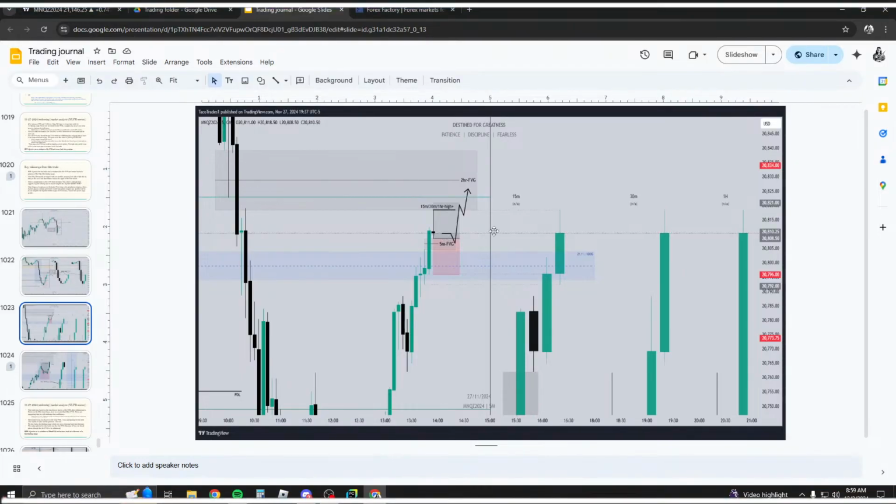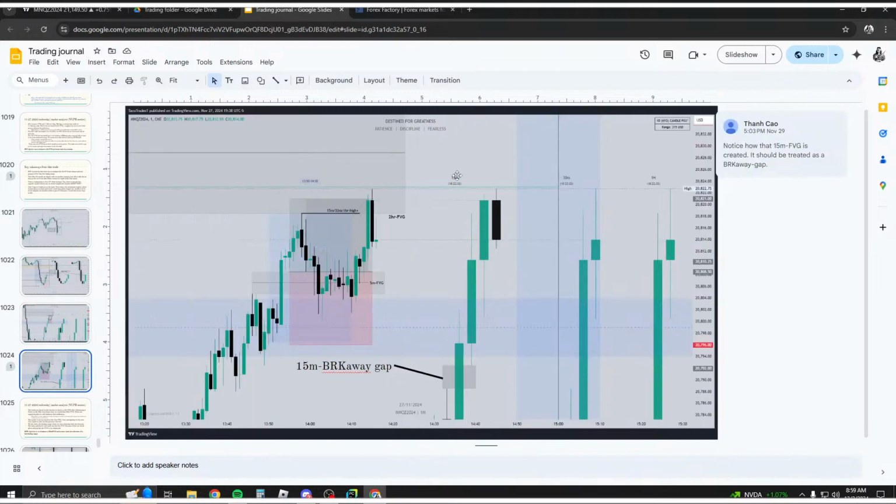There's going to be times where we might not even have an entry pattern, even though there is a fair value gap, and that's for a completely separate video. But here, just know that this fair value gap could be rebalanced. So I take my entry at this 5-minute fair value gap, and this is where the idea that there's a time stop is.